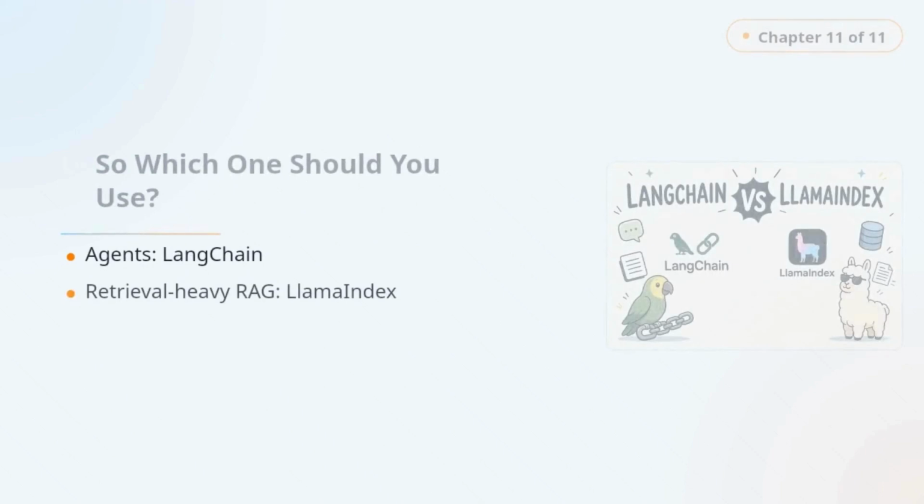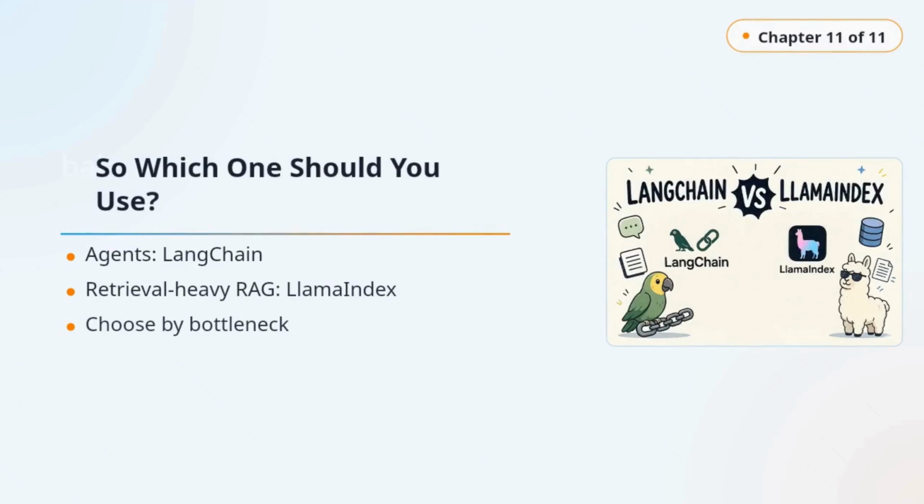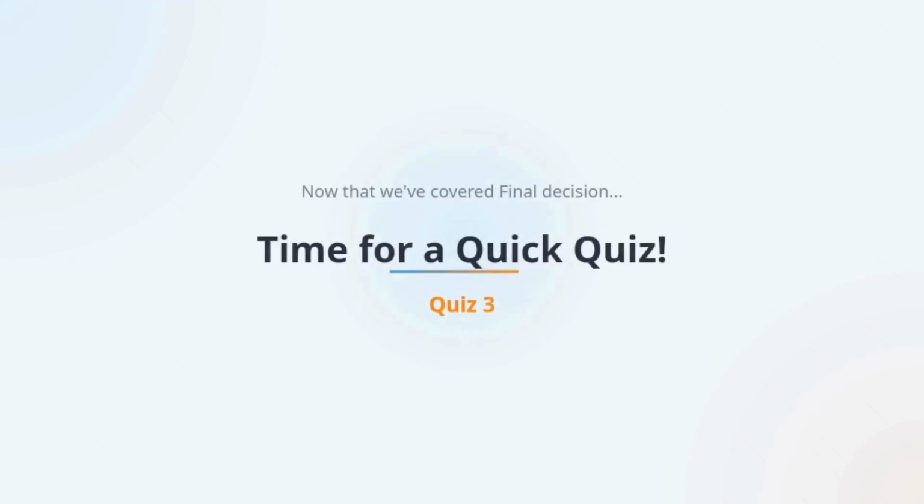So the answer is not really which framework is better overall. The better question is, where is your bottleneck? If your challenge is agent logic, multi-step workflows, and tool calling, LangChain makes a lot of sense. If your challenge is data organization, retrieval quality, and context-aware search, LlamaIndex may be the better choice for your RAG application. Now that we've covered final decision, let's test what we've learned so far.